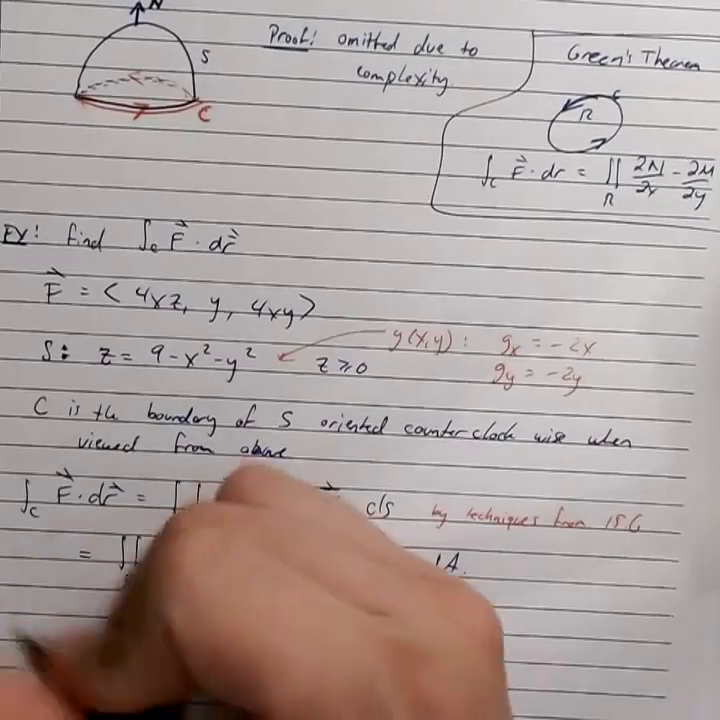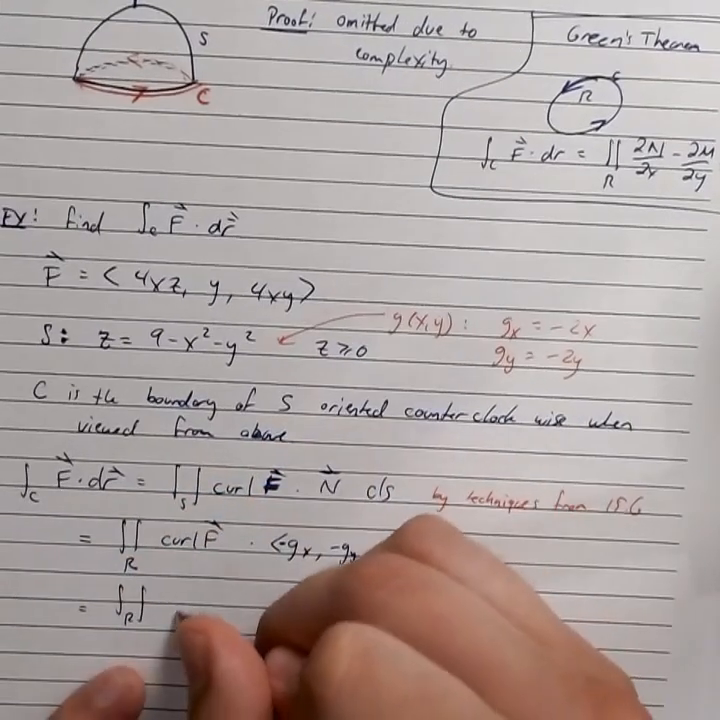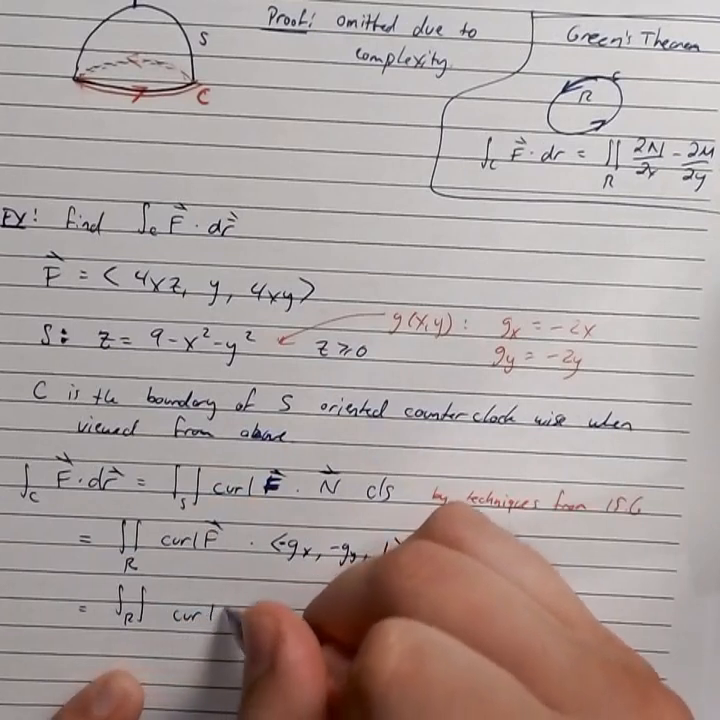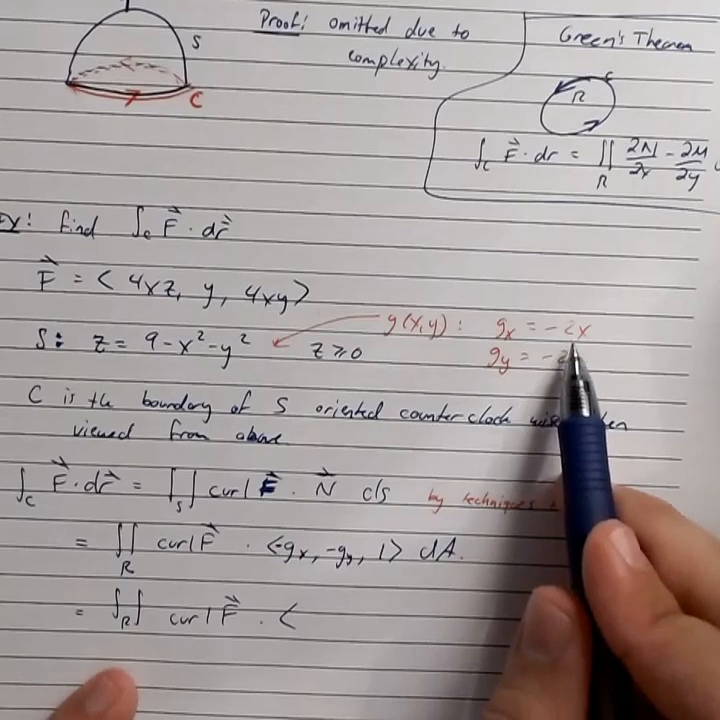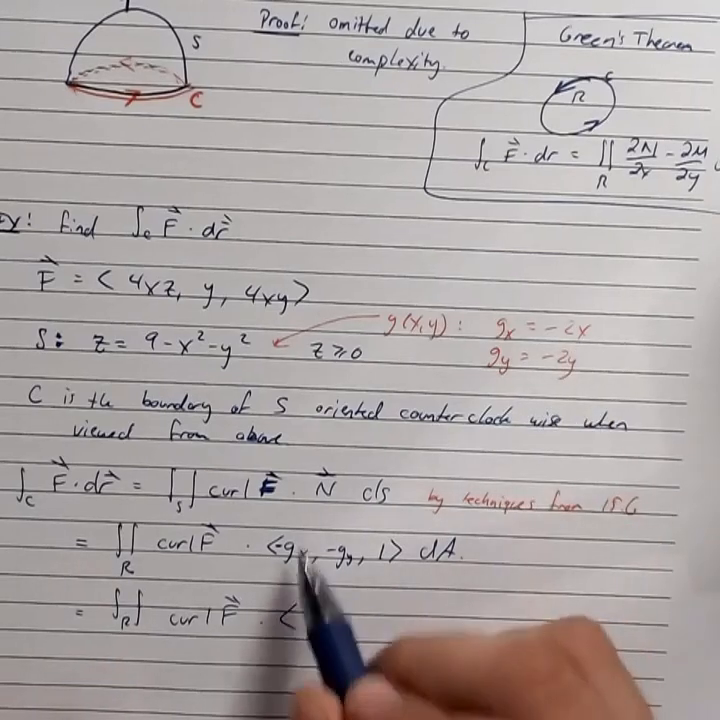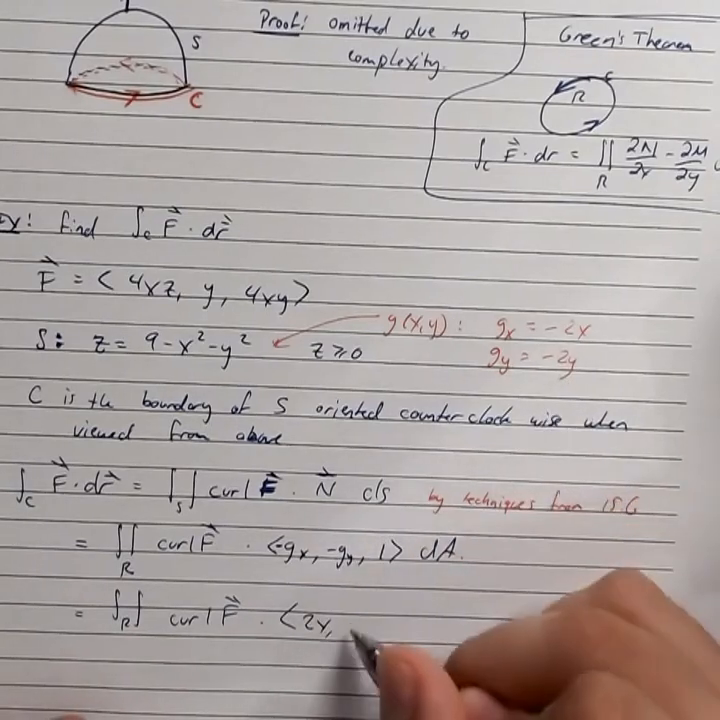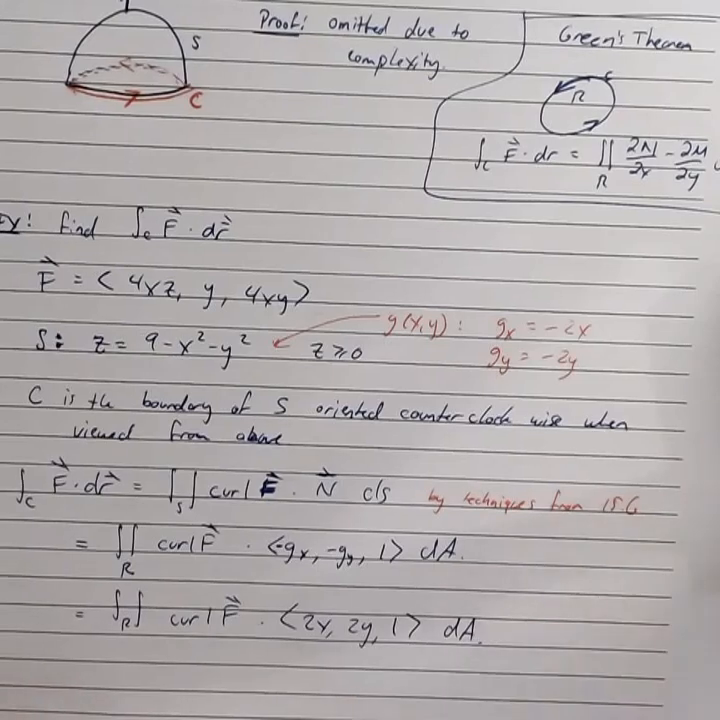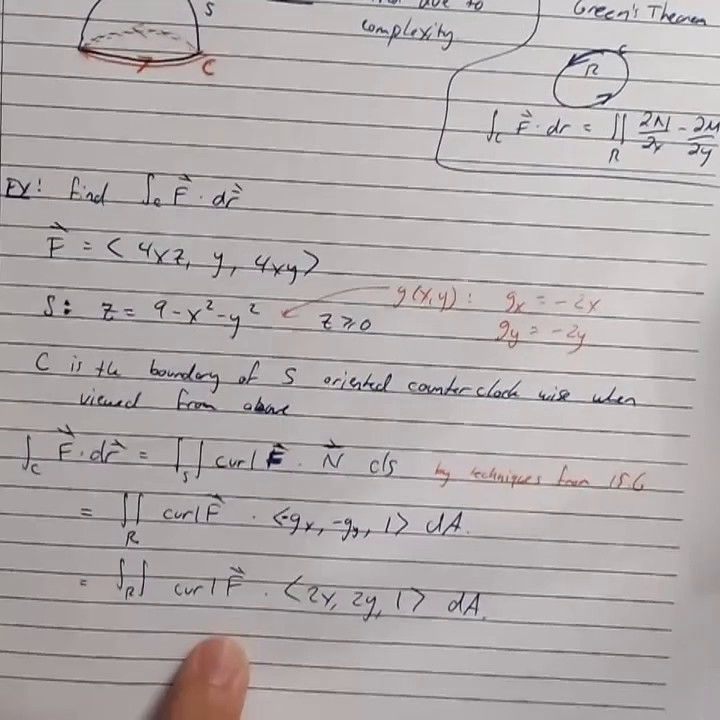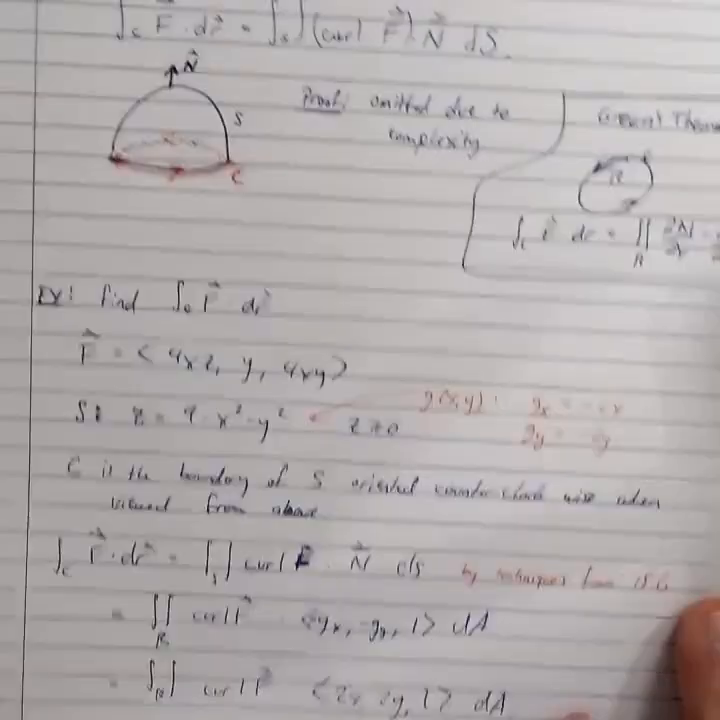And so I can write that as the double integral over R of the curl of f dot, let's see here, that's the negative of negative 2x, that's positive 2x. Negative of a negative, that's positive 2y, and that's 1, dA. Okay. Next thing we need is the curl of f. We've seen the curl of f computed before. Let's go ahead and do that now.